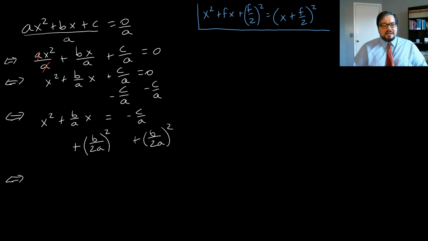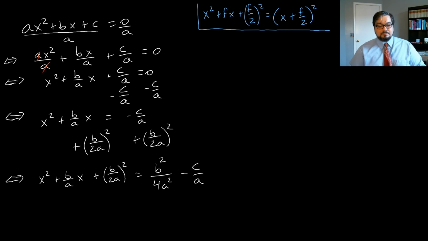So that means that my equation is equivalent to the following: x squared plus b over a x plus b over 2a squared, which is half of b over a, then squared, equals, and then on the right-hand side here, I'm going to write this as b squared over 4a squared minus c over a. I'm going to go ahead and apply that power to everything inside the fraction.